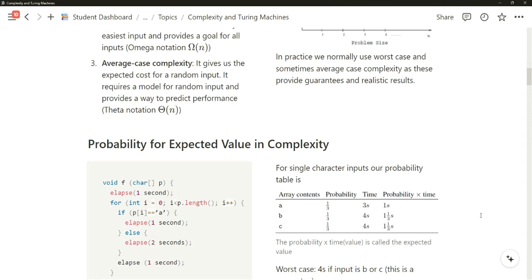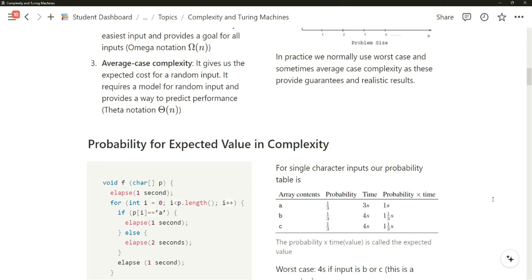Anyways, so yeah, for the average case, you need to consider the probability, and that's what's important here. You may remember from maths, we looked at expected values. The expected value is the probability times the value. In this case, the values we're dealing with are time in seconds. To work out the expected value, we sum all of the possible outputs multiplied by their corresponding probabilities. That's an important formula you should probably remember.